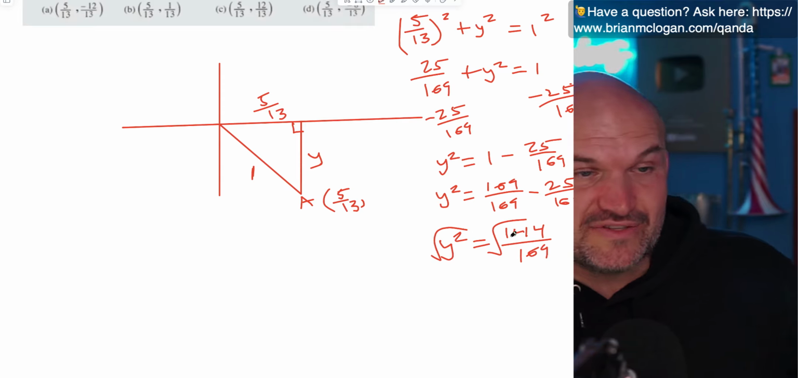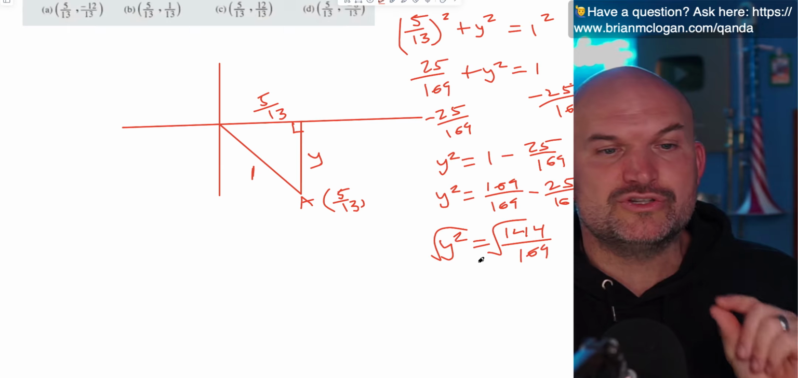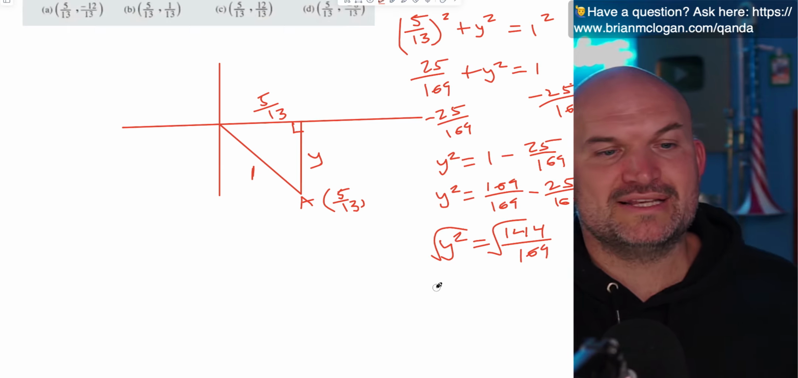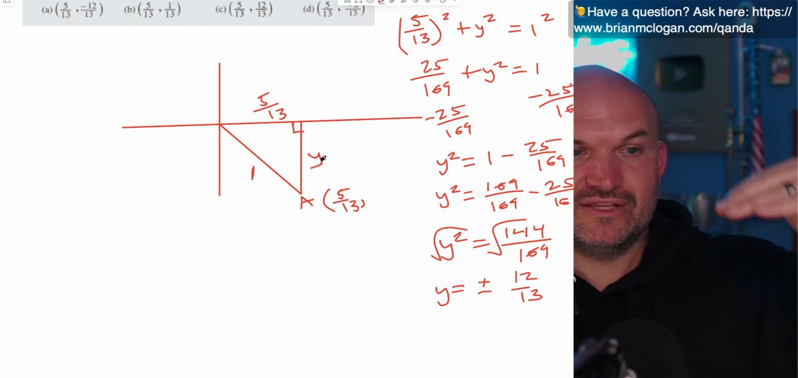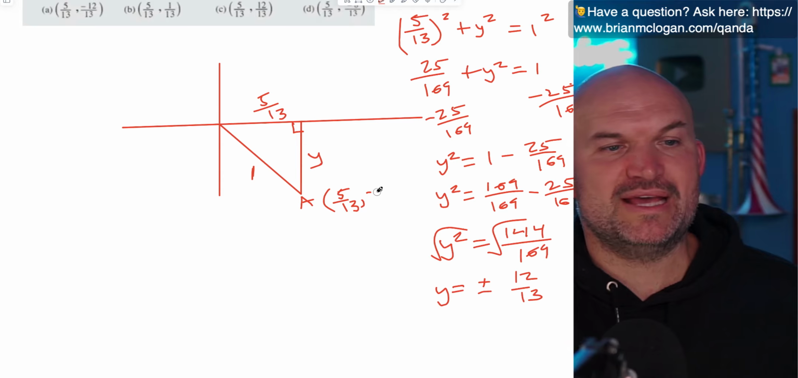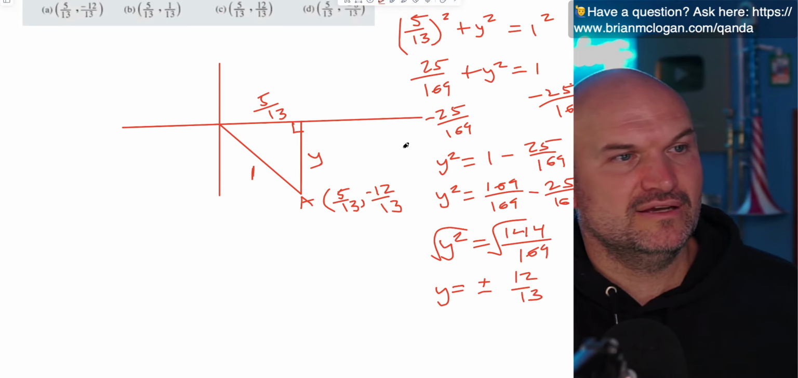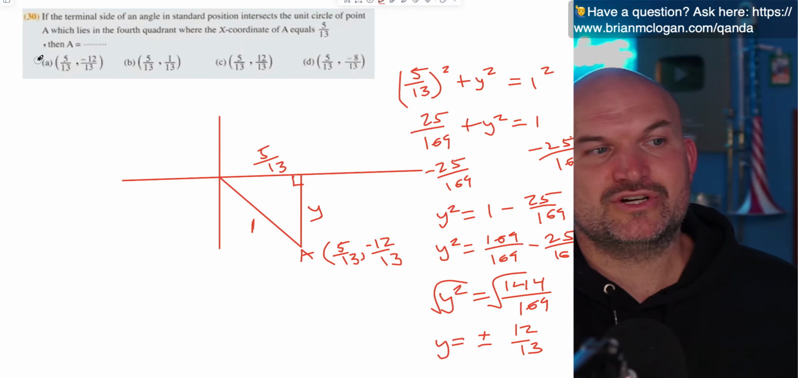Take the square root. Now again, these are positive, so I can take the square root. But remember, when you introduce the square root, it's plus or minus. So y equals plus or minus 12/13. Since y is in the fourth quadrant, we know that's going to be a negative 12/13, which we can see is answer A.